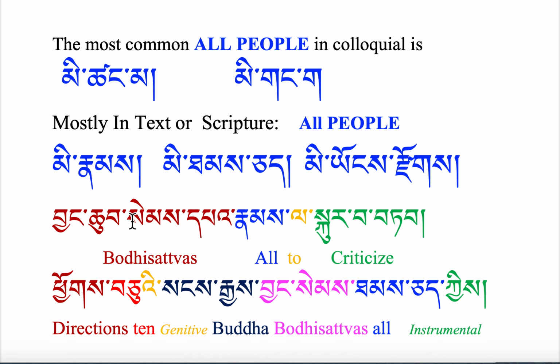Here, the most common is old people. I have here a very special thing. In colloquial Tibetan, there are so many synonyms. For example, I have here Mi changma. The meaning is old people. Mi ganga is old people. So you can see it's the same meaning. Mi changma, Mi ganga are what we use a lot in daily life conversation.